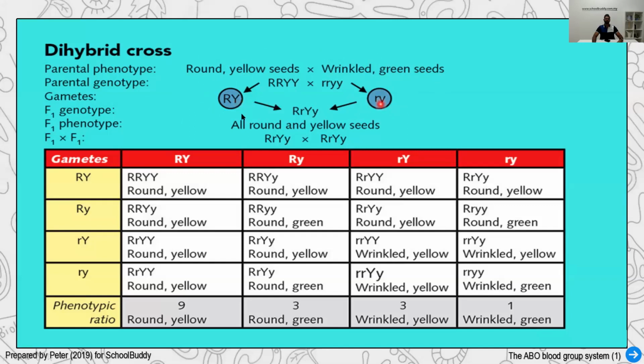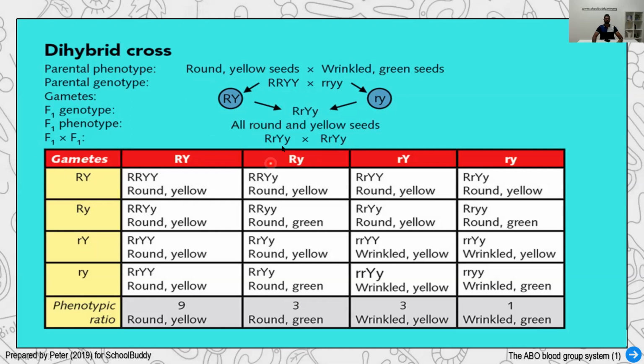When the parents are fertilized among themselves, we can see that the first generation is going to form a round seed which is yellow, because of the dominant R, the bigger letter, and capital Y, which is the yellow seed. So all the first generation is going to be round, yellow seed plants. And later we're going to fertilize among them.